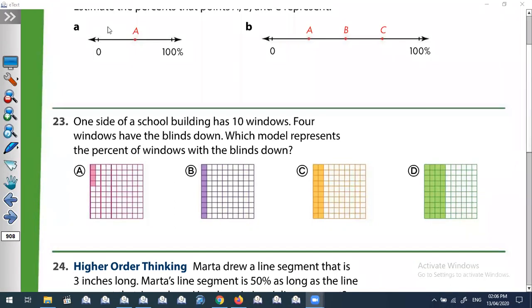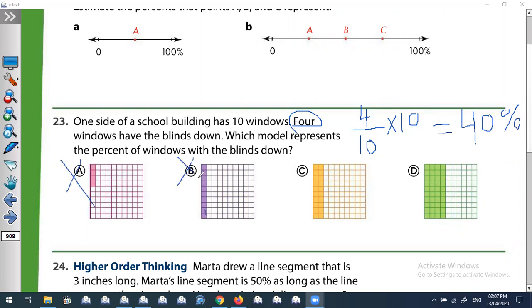I need to find the percent first. We have 4 out of 10, so it will be 4 over 10. The denominator is 10, so I have to multiply by 10 to convert into 100. 4 by 10 is 40. So the answer is 40%. Let's count 40 parts. Here 4, no. Here 10, no. Here 20, no. So the answer is letter D, because here we have 40 parts.